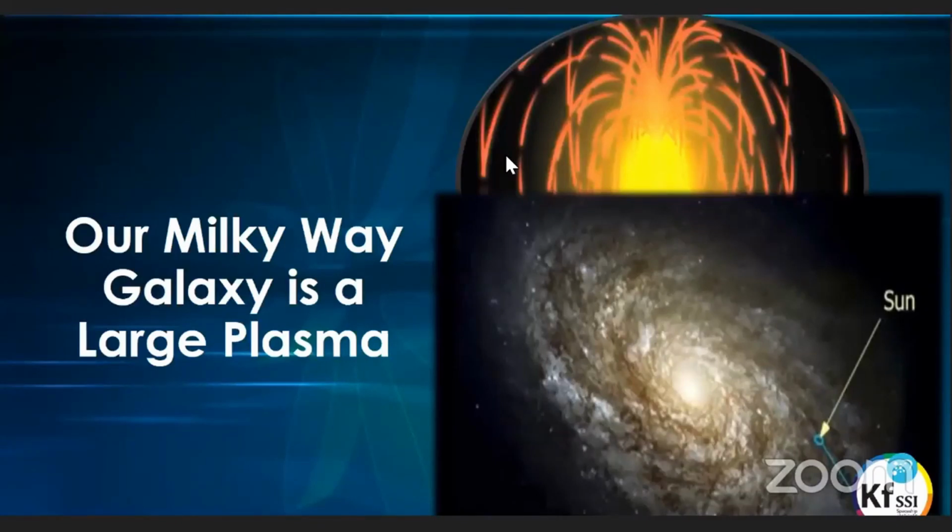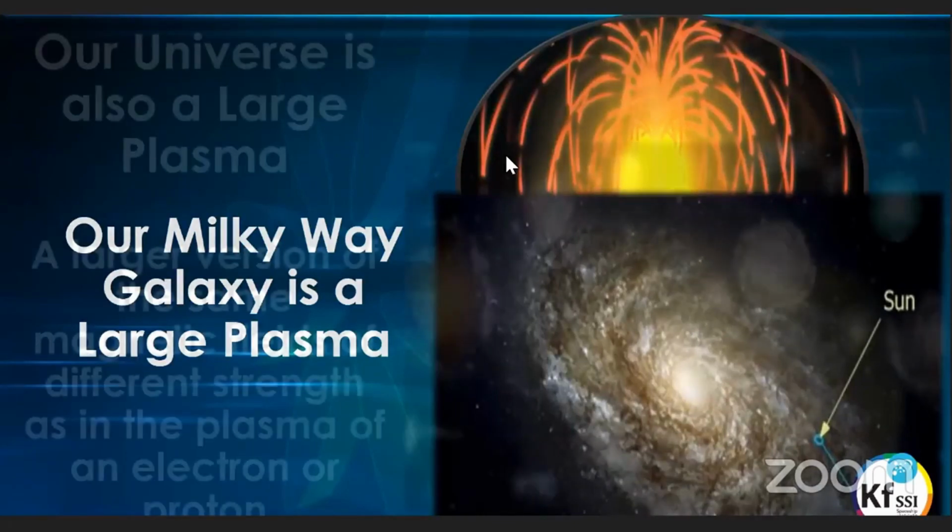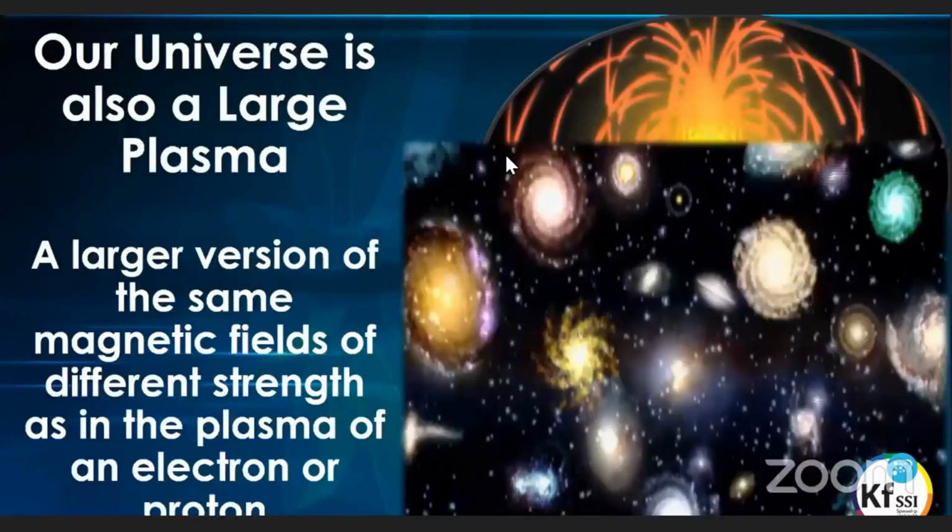It's just a larger version of the same magnetic fields of different strength as in the plasma of an electron or proton. So it's still the same interaction of the fields coming together to create what we see as our universe, or our solar system, or our sun, or our Earth, or even ourselves, or the plants.